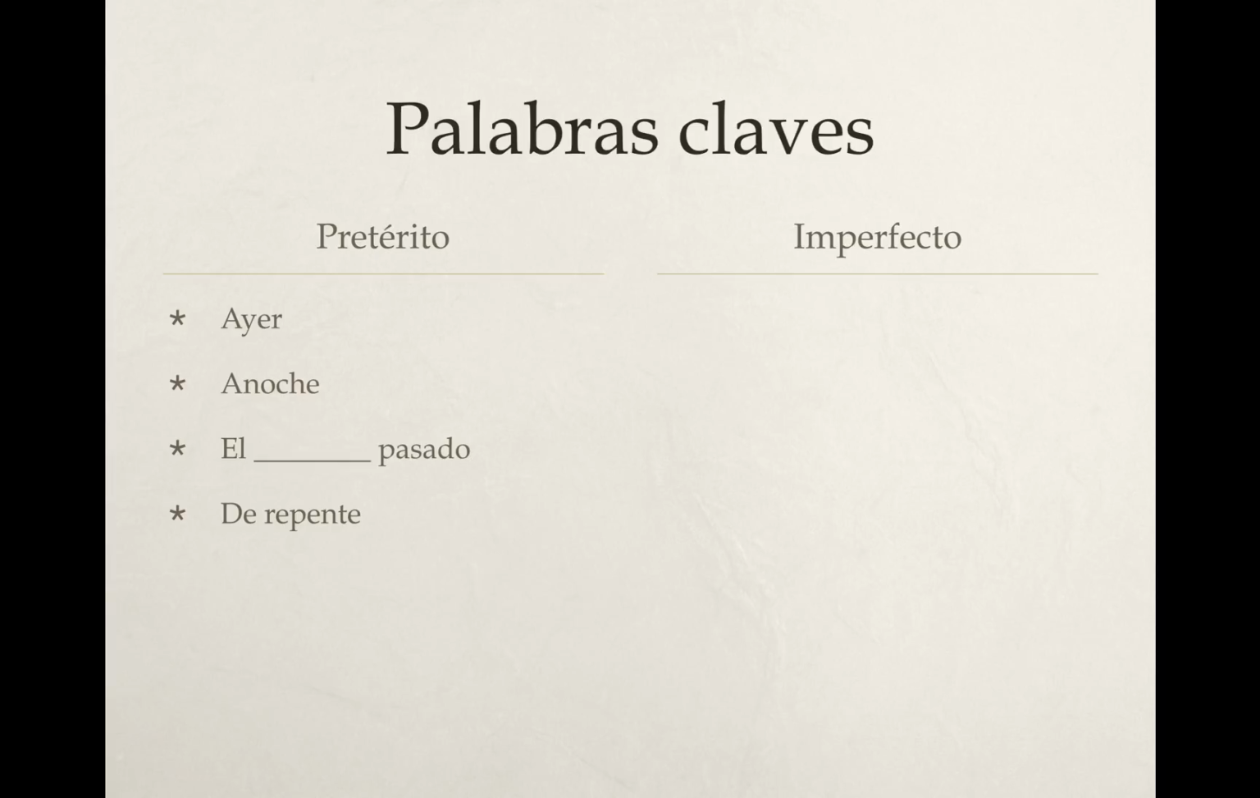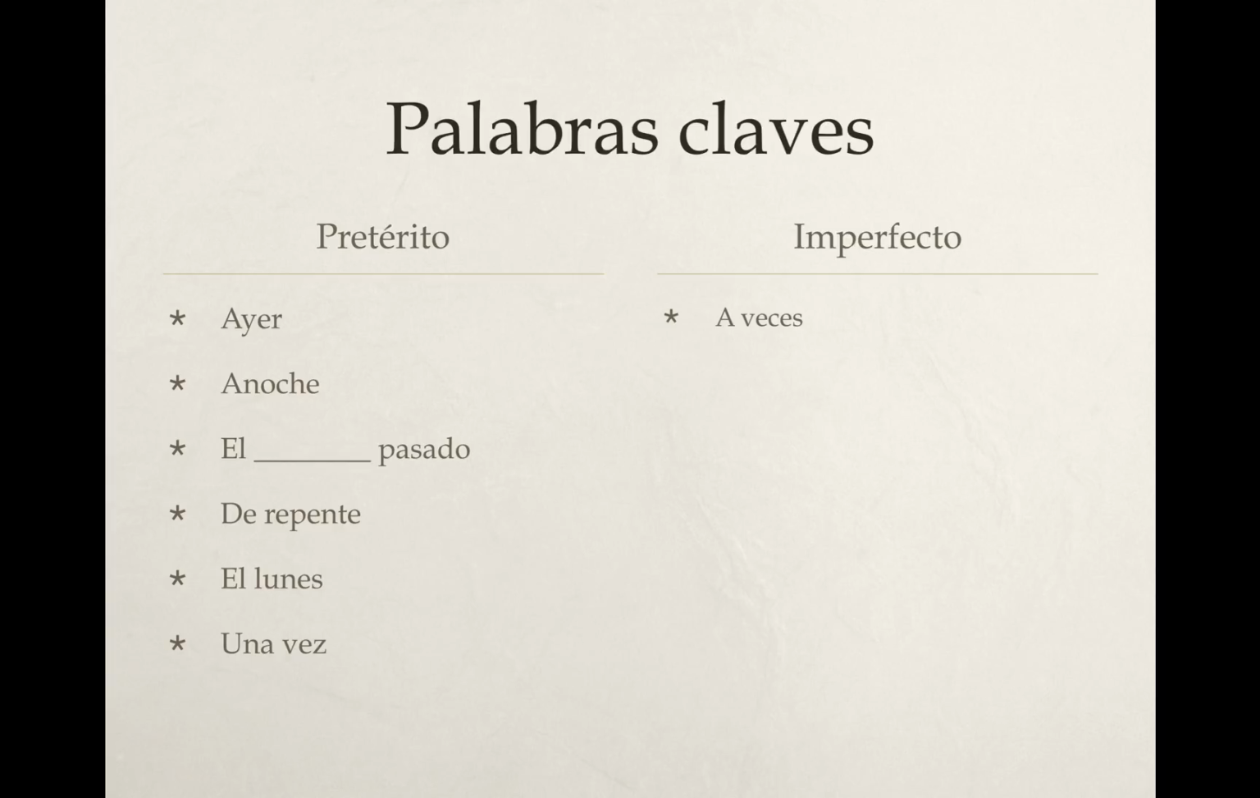De repente, suddenly. Suddenly, I moved. Again, a completed past action. On Monday, el lunes, or on any day of the week, if you wanted to say, on Tuesday, I went to the park. Completed past action. Una vez, one time. That's very obvious, since preterite tense talks about one-time actions. One time I went to the park is going to be preterite as well.